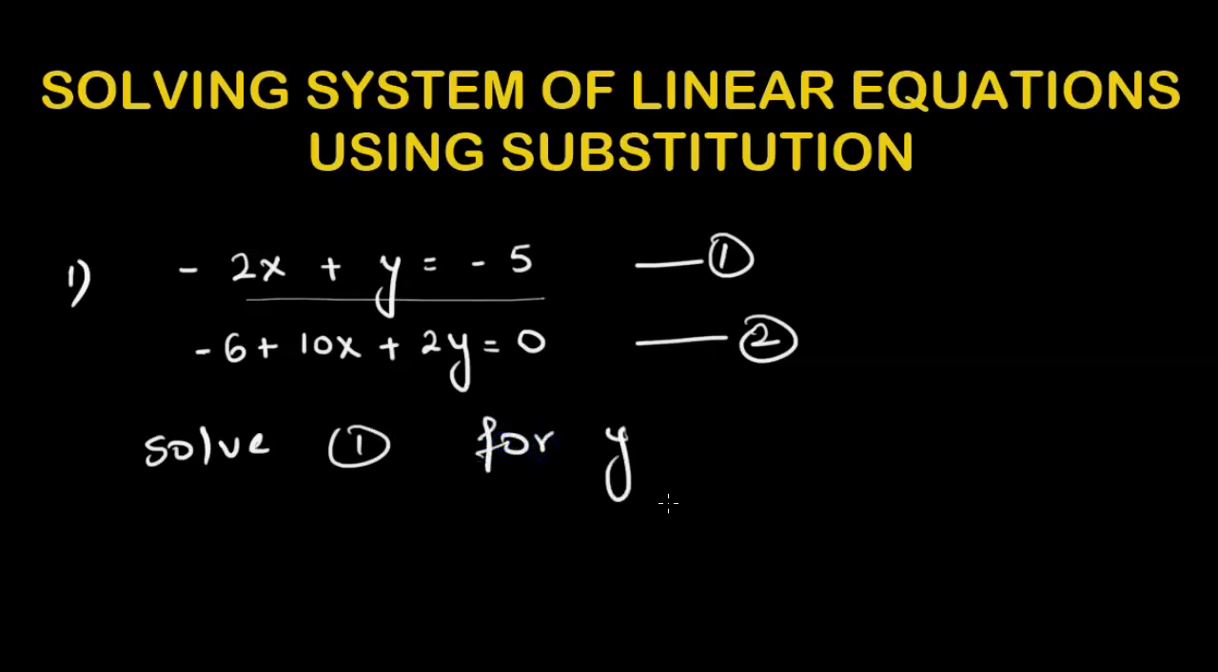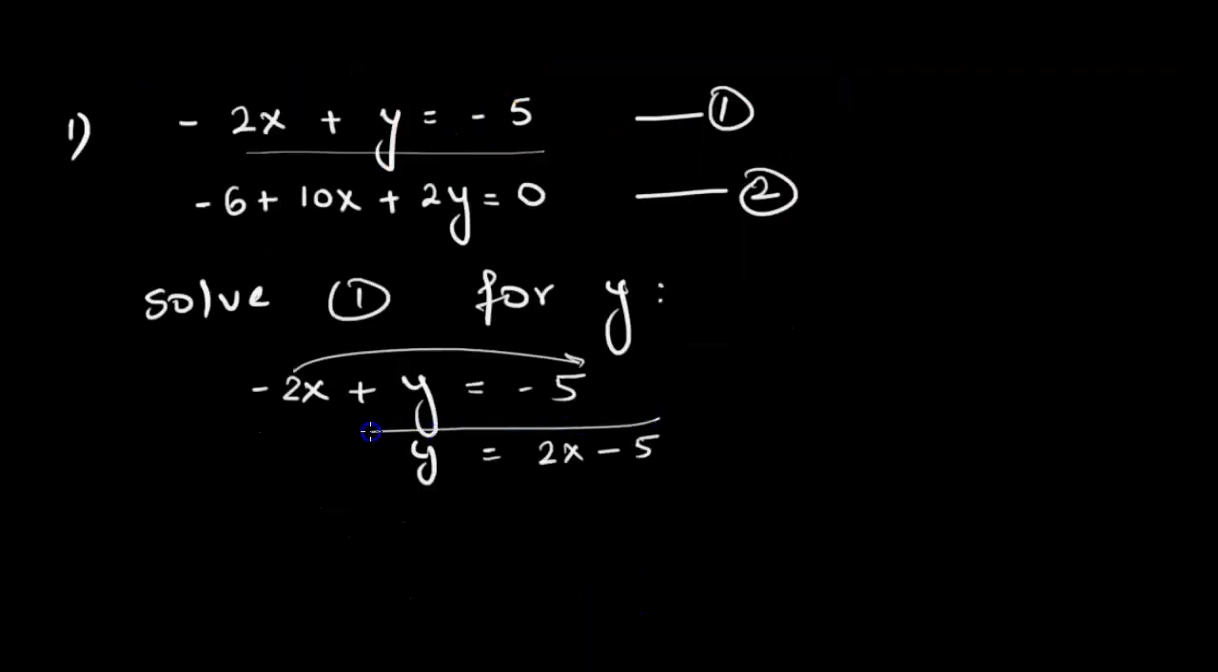It's always better to write down what you're doing. So we will isolate y in equation 1. That's what it means to solve the first equation. We'll leave y on one side and move this to the other side. We get 2x minus 5. And this is what we get from the first equation. Let's call this equation number 3.